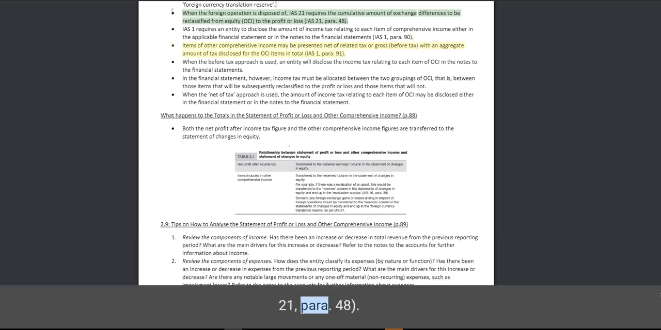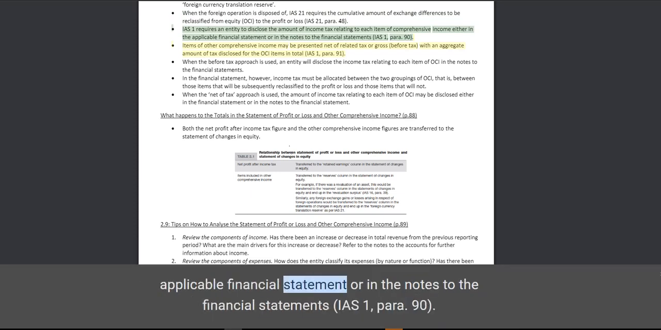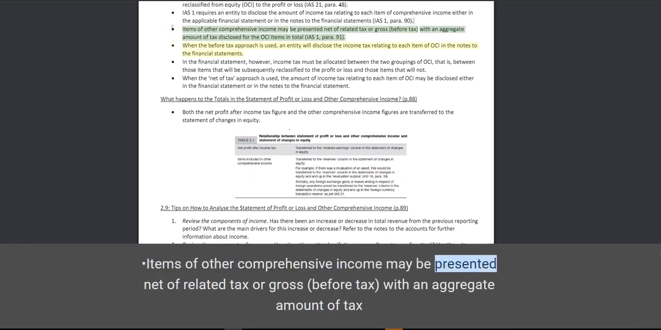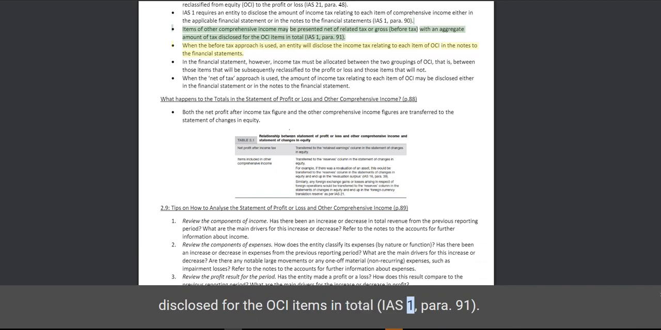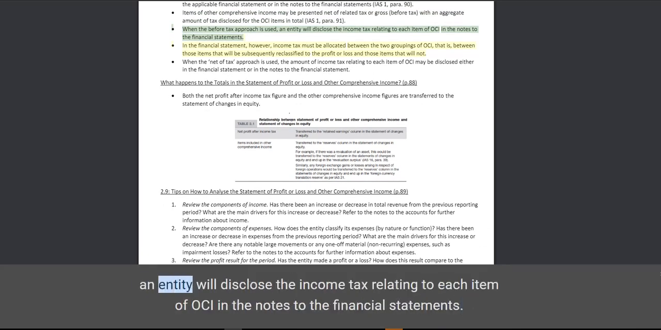IAS 21, para. 48. IAS 1 requires an entity to disclose the amount of income tax relating to each item of comprehensive income either in the applicable financial statement or in the notes to the financial statements. IAS 1, para. 90. Items of other comprehensive income may be presented net of related tax or gross, before tax, with an aggregate amount of tax disclosed for the OCI items in total. IAS 1, para. 91. When the before tax approach is used, an entity will disclose the income tax relating to each item of OCI in the notes to the financial statements.